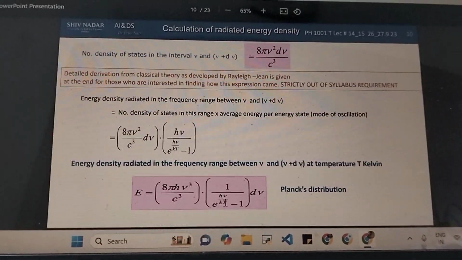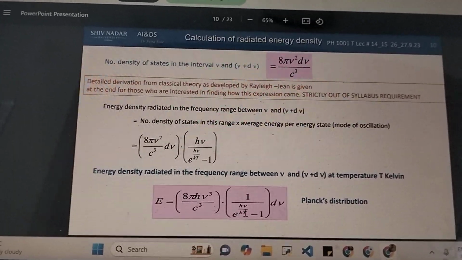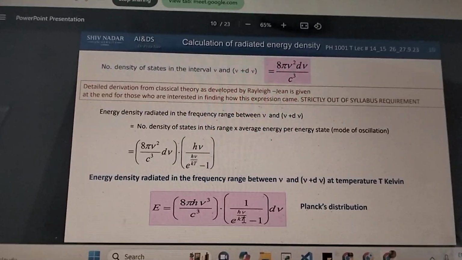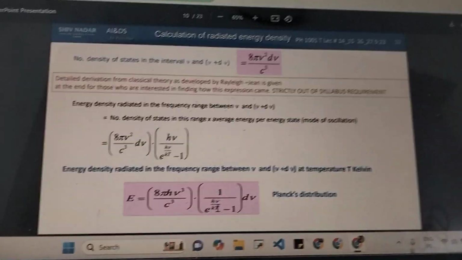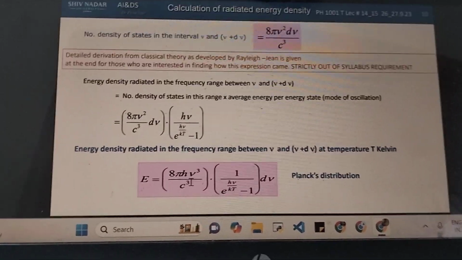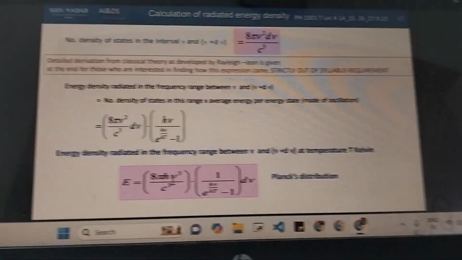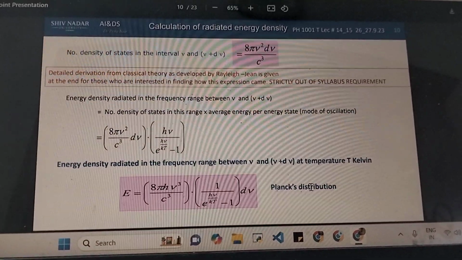When we started quantum, we basically said the energy emitted by an object is a function of its frequency and temperature. At that point we didn't have a proper expression, and all this process which we went through was to find an expression for energy in terms of nu and T. This is the expression which we wanted, which was derived by Planck.